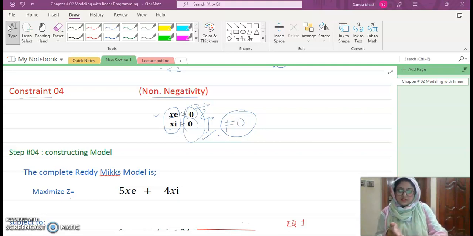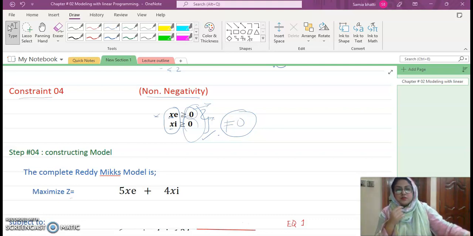So the objective is, in the end, we have to derive a particular number of interior pens and exterior pens that we will suggest to the company: if you produce this amount of exterior pens and this amount of interior pens, you will generate a maximum profit. So that's our objective. All right, so for now we are going to construct the model.